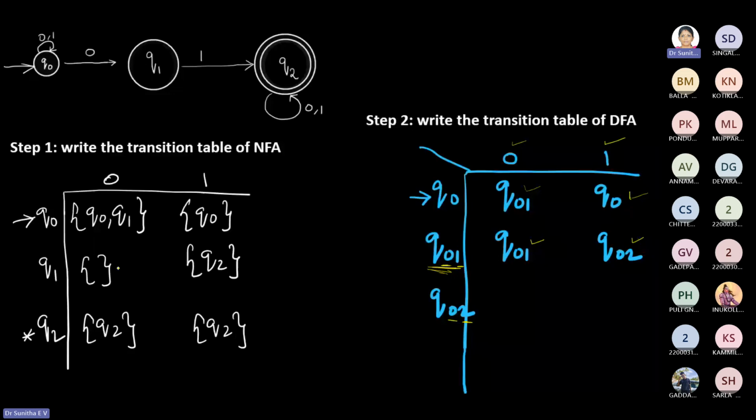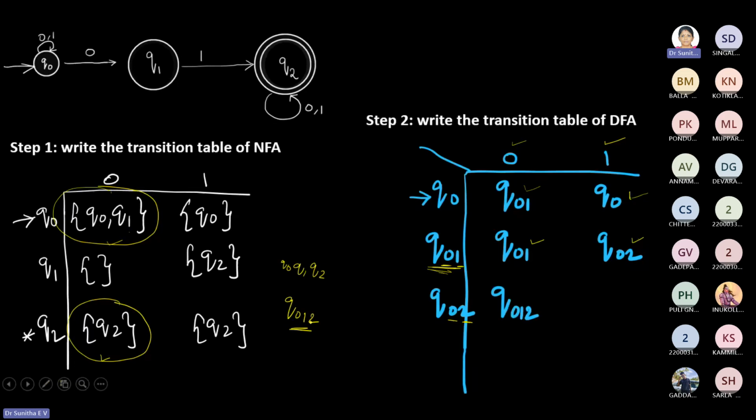On 0, the transition for Q0 is this one, and the transition for Q2 on 0 is this. So the result is Q0, Q1, Q2. When we take the union, it is Q0, Q1, Q2, so we write it as Q012. We create a new state like this, and the transition is written here. Then for the transition on 1, we take Q0 and Q2 here. The transitions for Q0 and Q2 give again Q0, Q2, which is written as Q02. That is written here, so the transitions for Q02 are over.